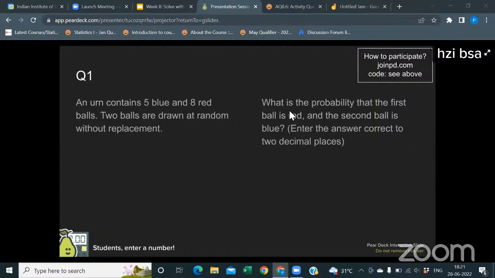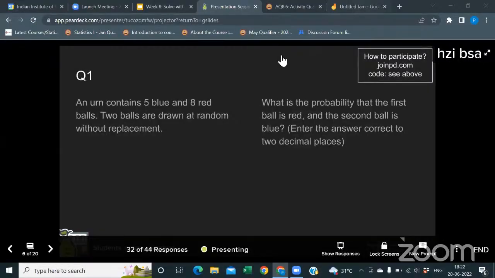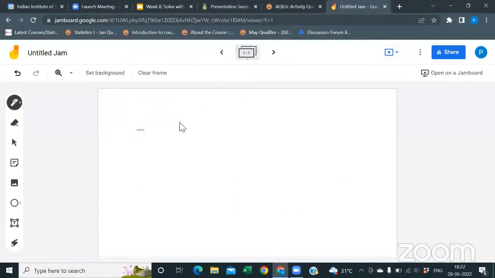So should it be 8C2 divided by 13C2? If we're doing 8C2, that would be assuming both the balls are red, right? But we wanted one red ball and one blue ball. So it would be 8C1 into 5C1 divided by 13C2. Is that the correct answer? I'm not sure. That's why I'm asking. I don't know myself.